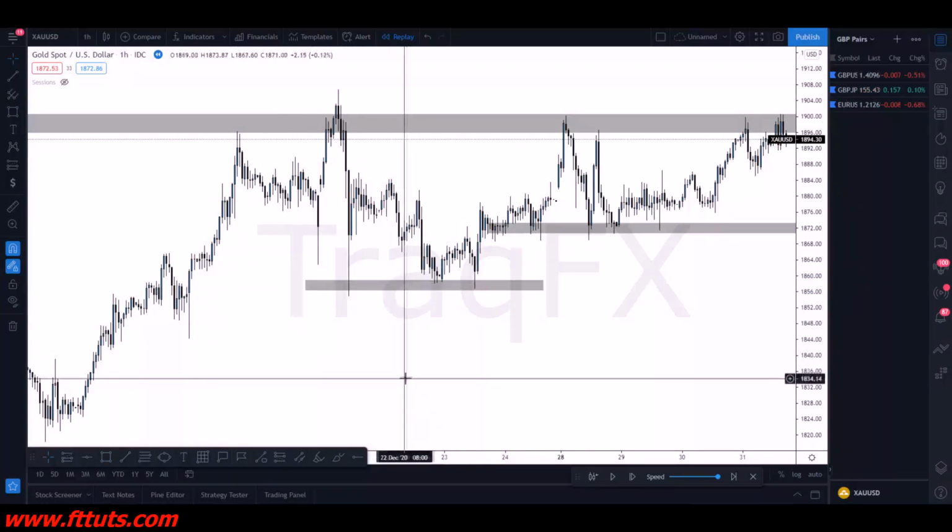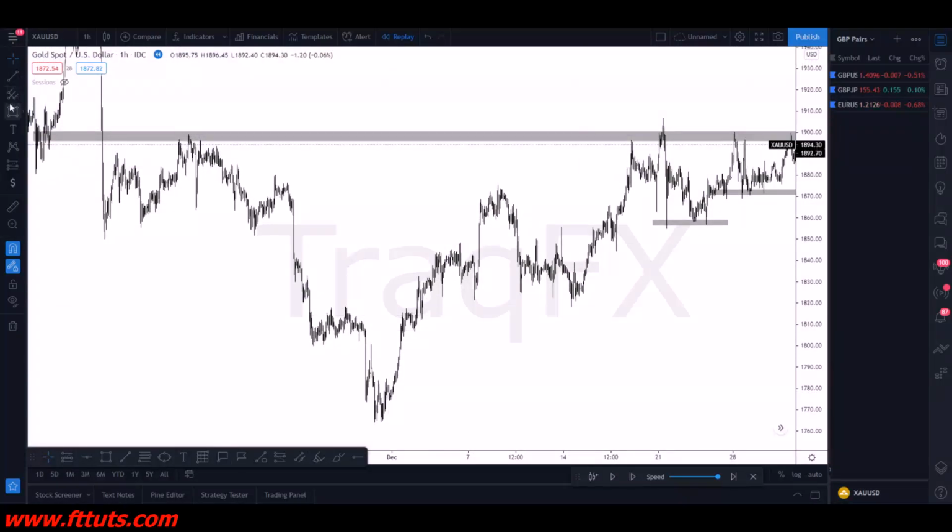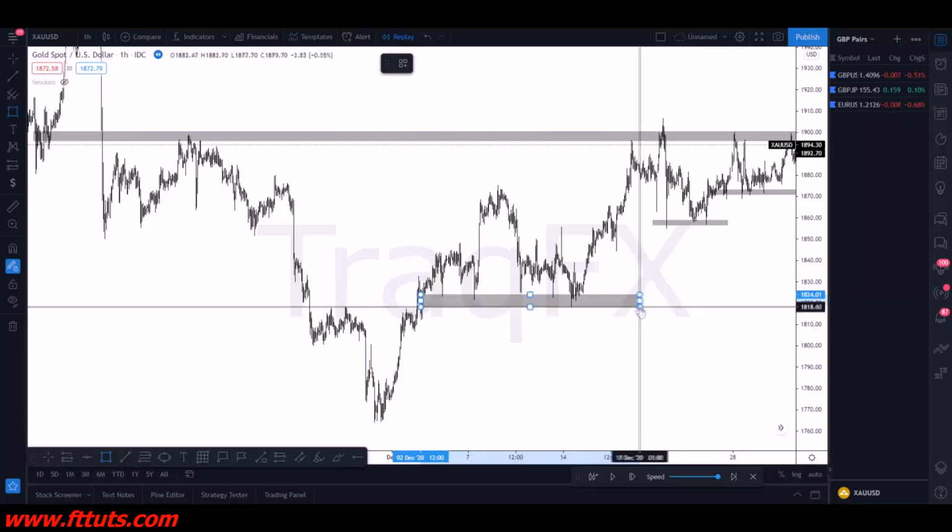So let's move this over here. Now let's see if there's more tests of liquidity towards the bottom. Now at this point we even have some liquidity over here that the market needs to come to.